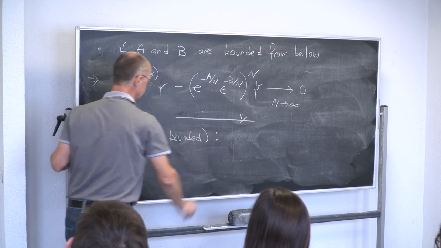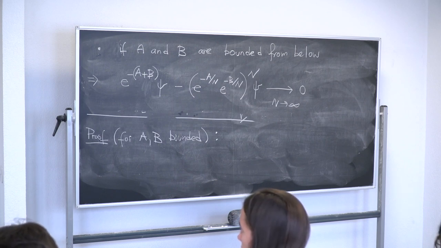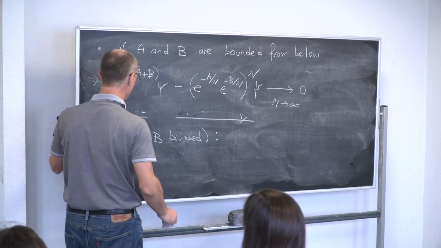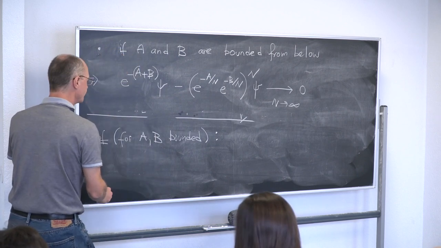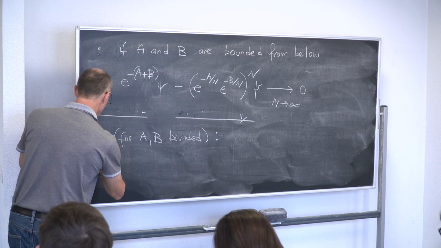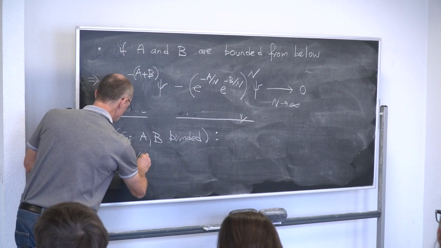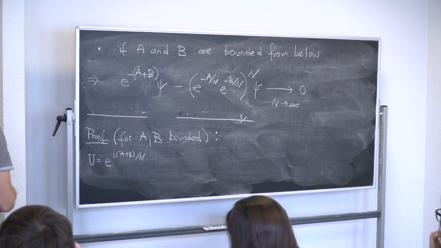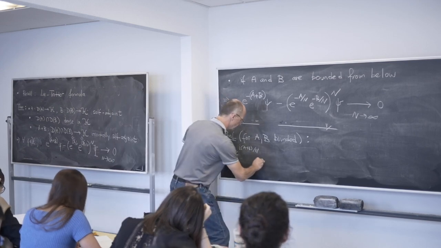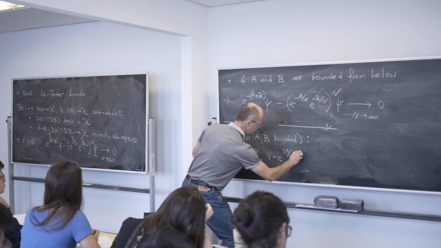So I'll give a simple-minded proof for A and B bounded. If you really want to do it for A and B unbounded, one has to really work. Okay. So let me introduce notation. Let me denote by U the exponential of I A plus B over N. So I will be only proving this formula. And let me denote by V this product.